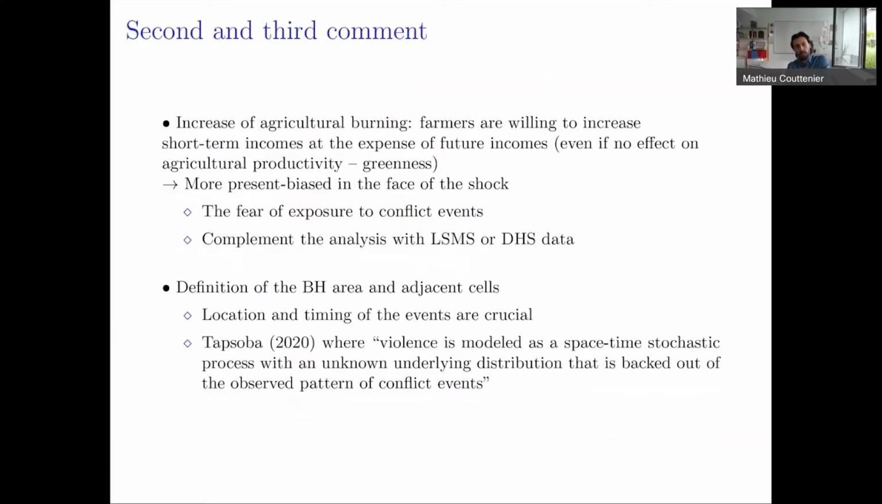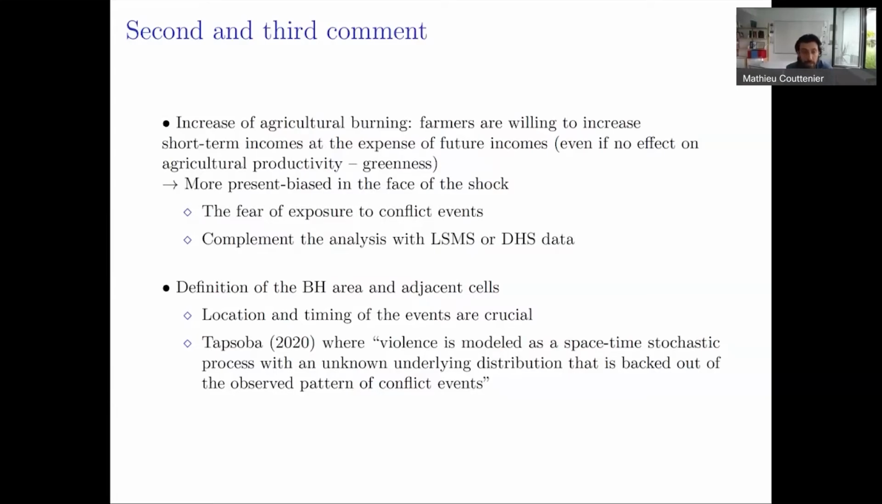My second comment is related to something that we were relatively quick on in the presentation: you have some very fascinating evidence on the increase of agricultural burning. The way you phrase it in the paper is fascinating, because you say that farmers with this activity are willing to increase short-term incomes at the expense of future incomes. So basically what you observe is a kind of present bias taking place in the face of this shock.